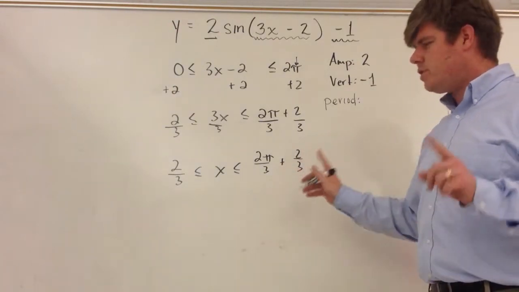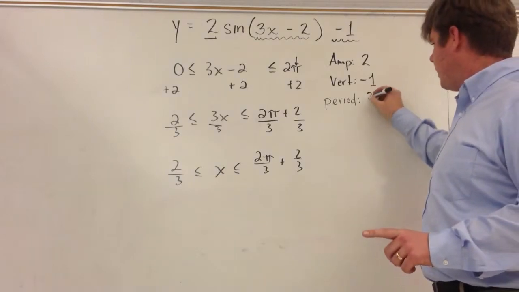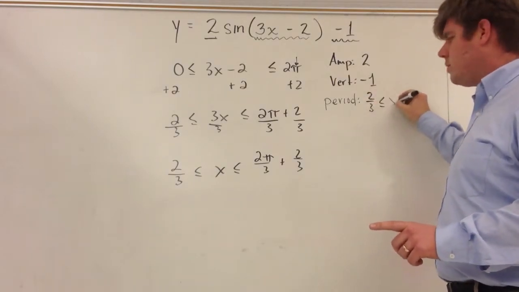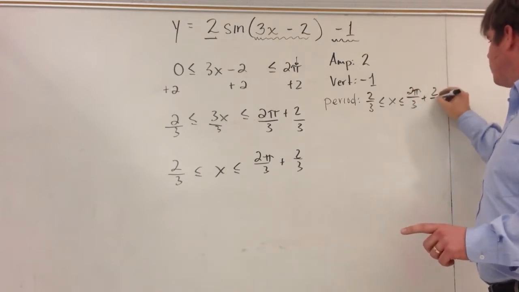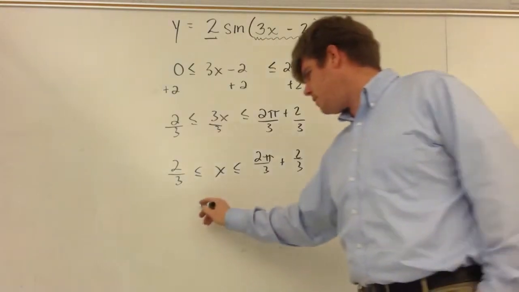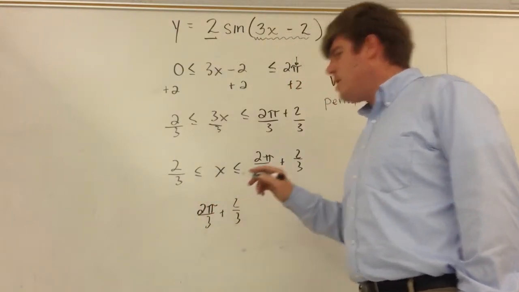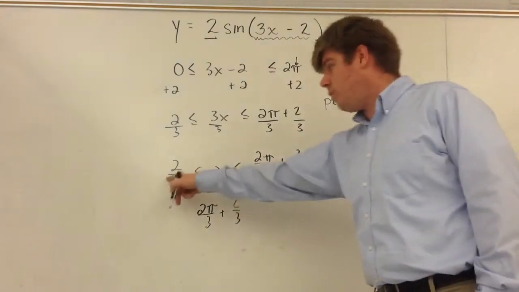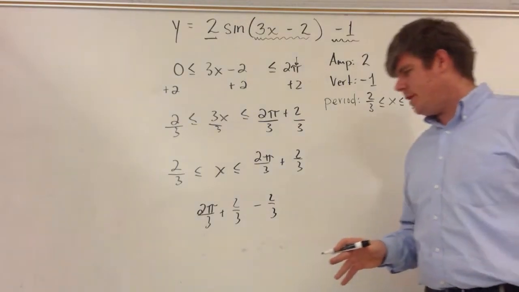So in this case, if I'm going to talk about the period length, I'm going to leave this up here in this idea that it starts at 2/3 is less than or equal to x, which is less than or equal to 2 pi over 3 plus 2/3. And I'm going to talk about this idea of period length very quickly, which is just the end point, so 2 pi over 3 plus 2/3, subtract out my beginning point, which is 2/3. Okay?